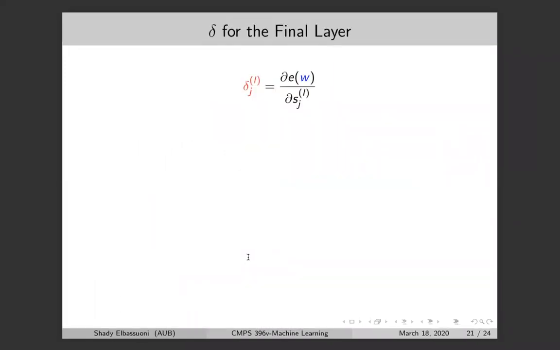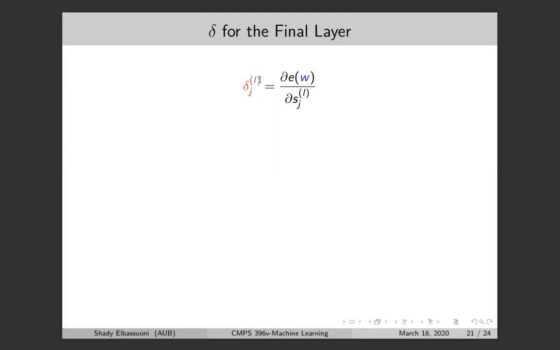So we're going to start with the final layer, and that's how it works in practice. It's called backpropagation because you backpropagate these deltas from the final layer to the input layer, in contrast to how I compute the signals or the activations. The activations start from the input layer, and I forward propagate the signal. In the backpropagation part, I backpropagate the gradient, these deltas. So I start from the final layer and backpropagate. Let's see what it means.